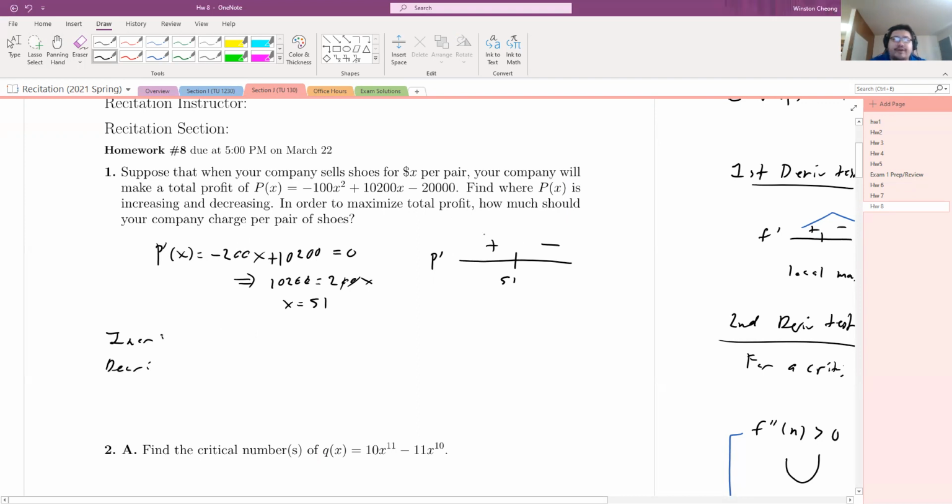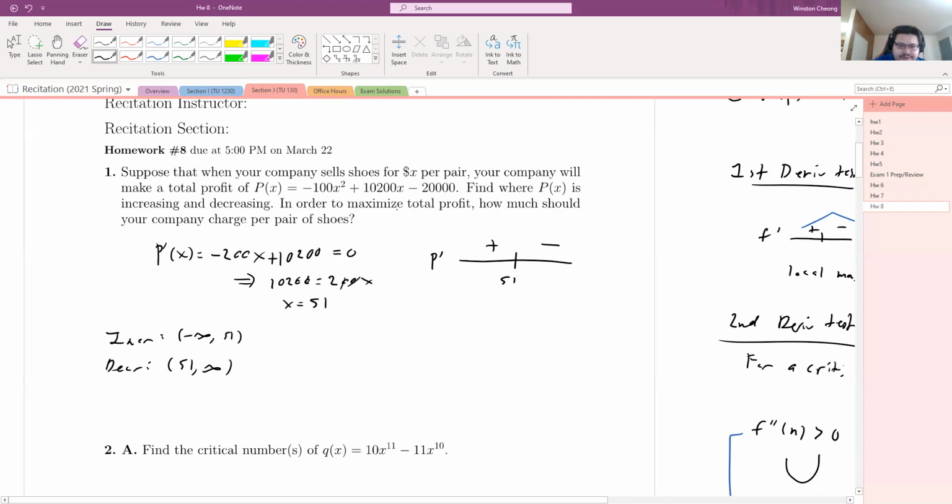Right. So with the sign chart now, we can conclude the increasing and decreasing parts. Positive derivative is increasing. So that means it's increasing from minus infinity to 51, and it's decreasing from 51 to infinity. I was going to say this is a bit unrealistic, because obviously in this problem you're not going to sell things for a negative quantity, but I'm just not going to care about that.